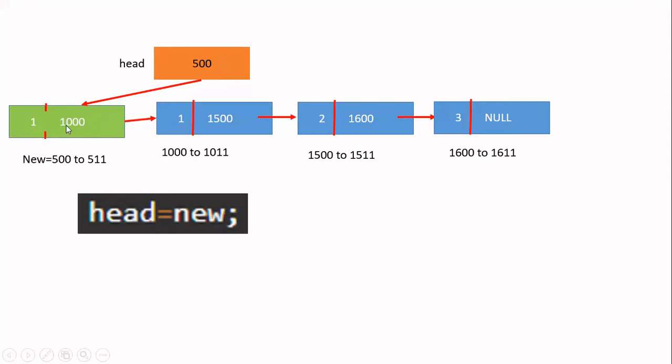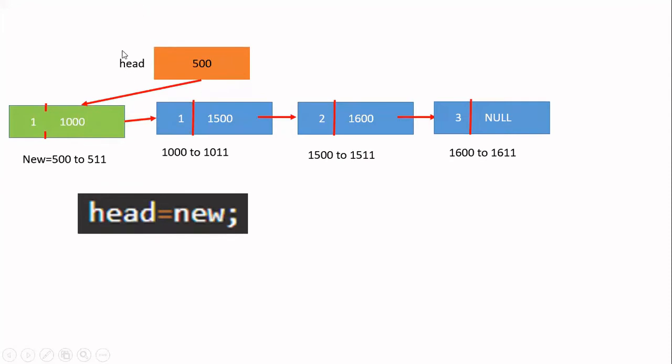Here, this address is 500. Starting address is 500. This you have to store in head. If you do that, automatically this pointer will be created. So for this, I am writing the statement head is equal to new. When you do this, you have created this pointer. This pointer is already created.